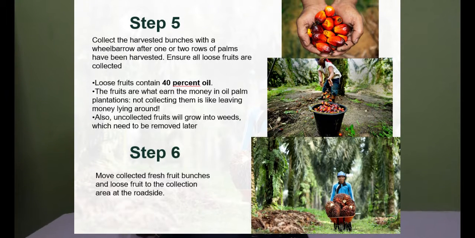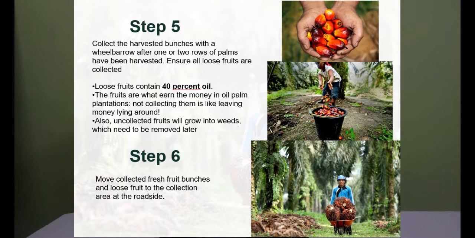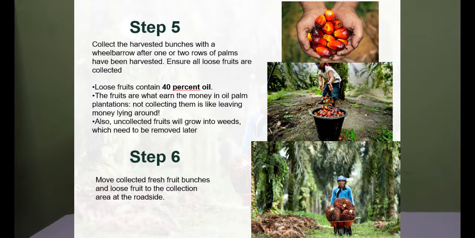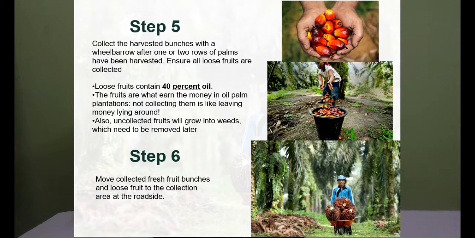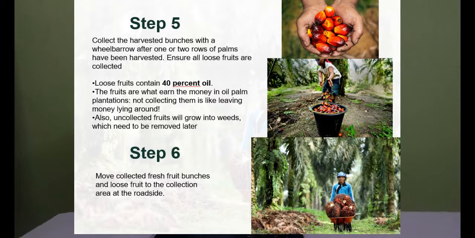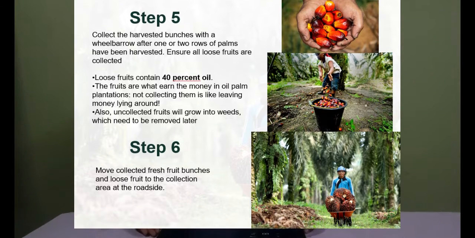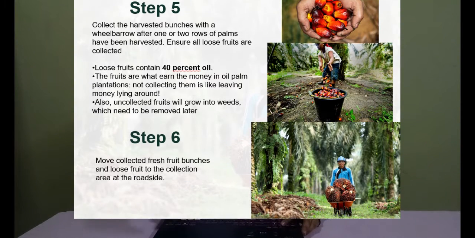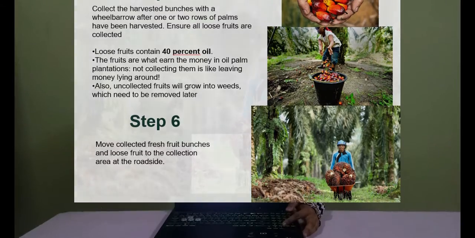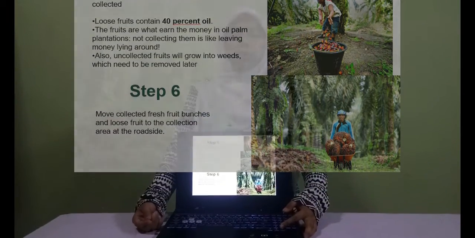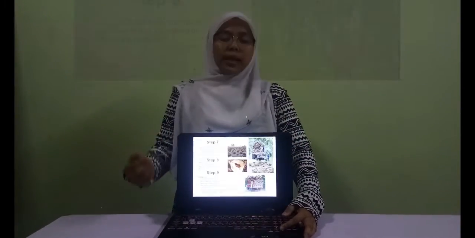Because the loose fruit contain 40% oil, the fruit are what earn money in oil palm. So not collecting them will leave money lying around. And also the loose fruit grow into weeds which need to be removed later, so it will damage our farm. So step 6 is to move the collected fresh fruit bunches and loose fruit to the collection area at the roadside.